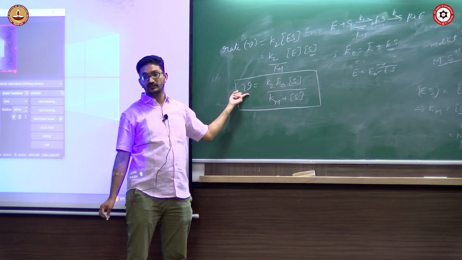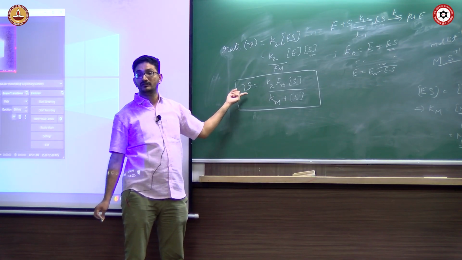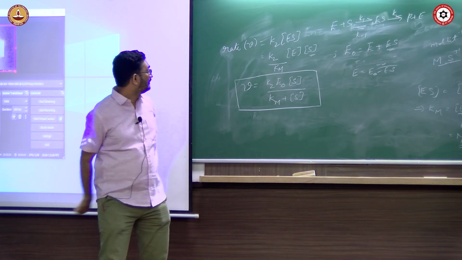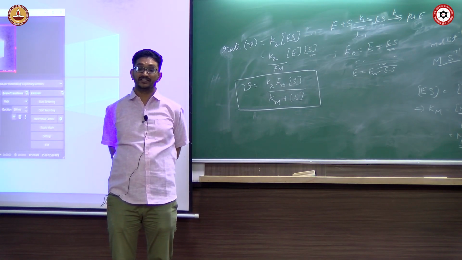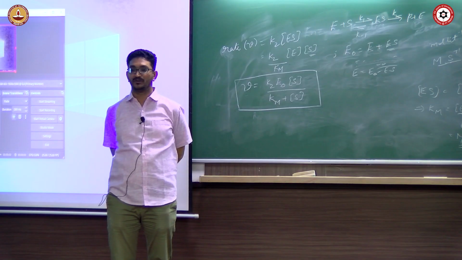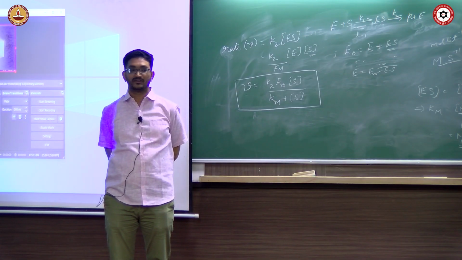So what is this v? Velocity. What did I write here? But is it a rate of a reaction, or is there any specific term that has to be used? What is it?